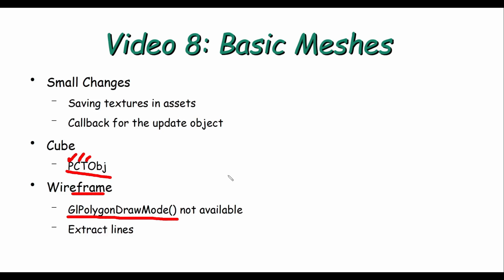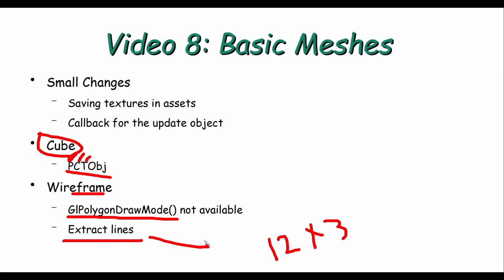So to get around that, there are actually many solutions. The one I chose here is to generate a line mesh from our current mesh. So for example, for a cube, we will need 2 triangles per face, and we have 6 faces, so we will have in total 12 triangles. Each triangle will contain 3 lines. That means in extracting lines, we will be extracting exactly 36 lines, and we will be drawing them.